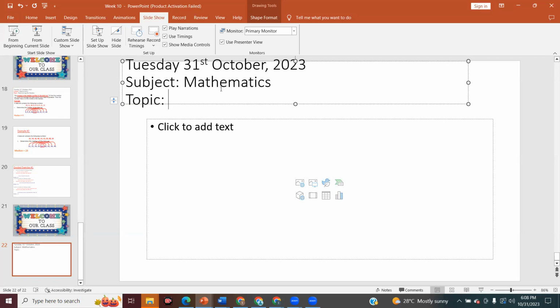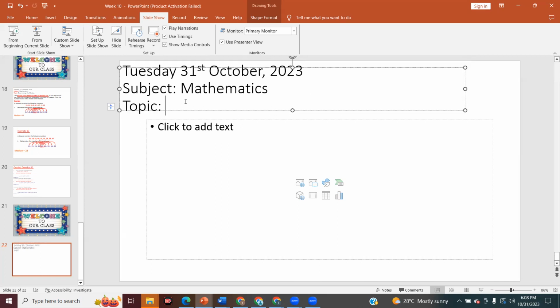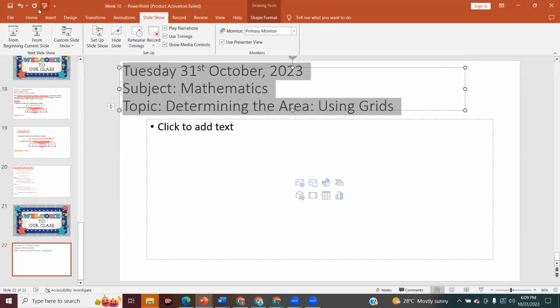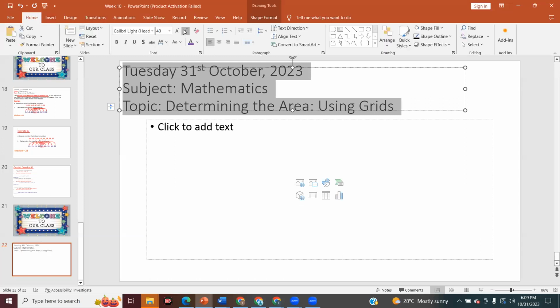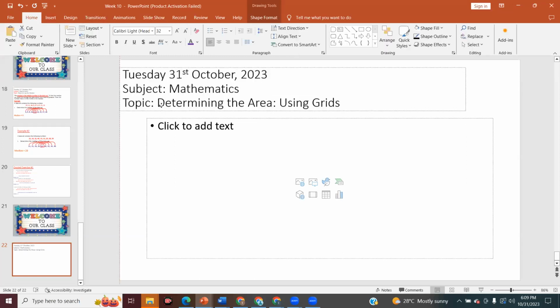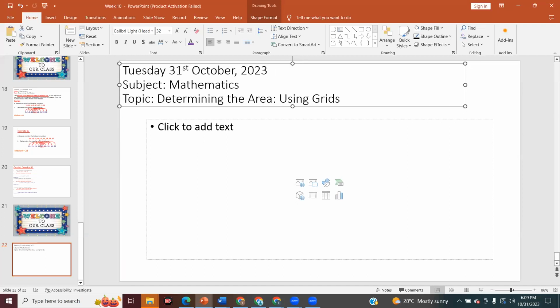Still a part of the mensuration theme, we're going to be looking at the area, so determining the area using grids. That's going to be the first part. We're going to outline what area is, what we mean by the area of an object, and then find out how to determine the area of an object using grids.